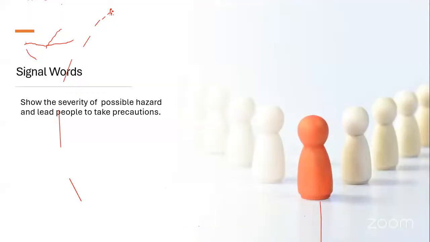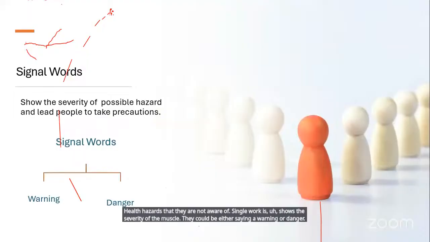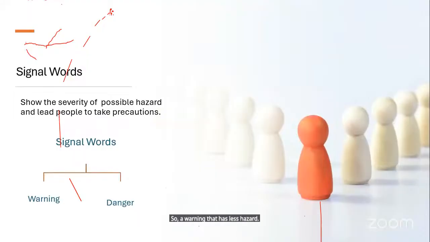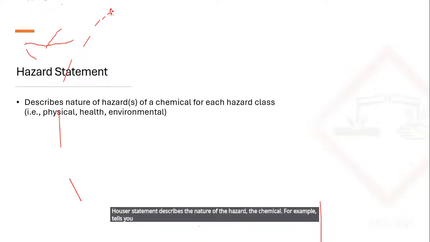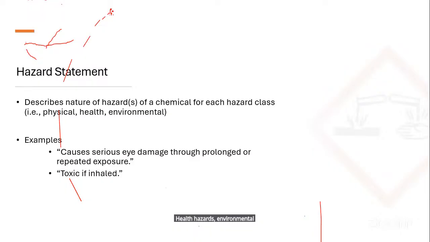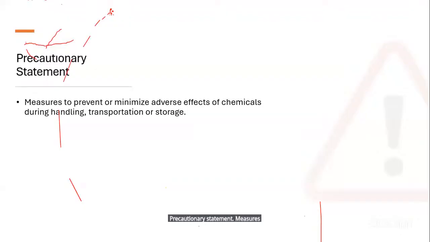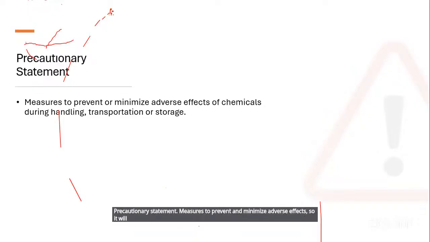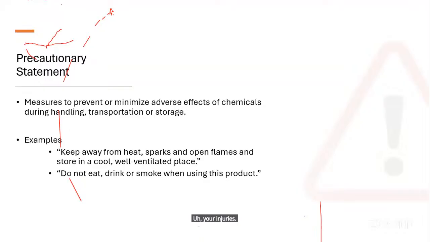The signal word shows the severity of the hazard. It could be either warning or danger. Warning has less hazard, danger has more hazard. The hazard statement describes the nature of the hazard of the chemical. For example, it tells you about physical hazards, health hazards, environmental hazards, so causing eye damage, for example, or toxic if inhaled. The precautionary statement gives measures to prevent and minimize adverse effects. It will tell you what to do to prevent the injuries. So keep away from heat, do not eat, do not drink or smoke while using this product.